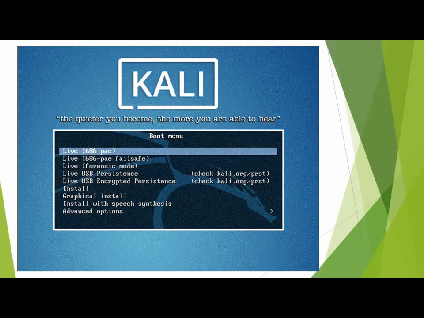This is the boot menu. You can see that we have the live boot option and failsafe. Failsafe mode is more robust to system crashes. It doesn't mean that it never crashes, but there's a lower possibility of crashing. If you do some experimental work, you should use failsafe mode. And forensic mode, as I discussed before. Also live persistent and encrypted persistent mode, and some other options.